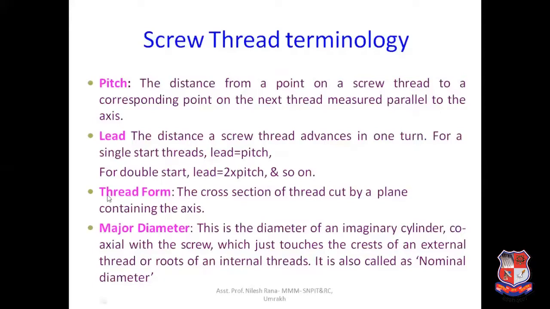Thread form. The cross section of the thread cut by a plane containing the axis, that is called the thread form. Major diameter. This is the diameter of an imaginary cylinder coaxial with a screw which just touches the crest of an external thread or roots of an internal thread. It is also called the nominal diameter.